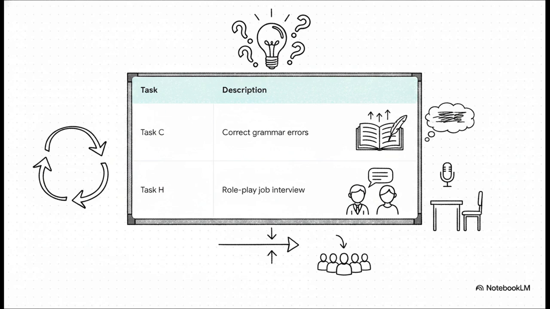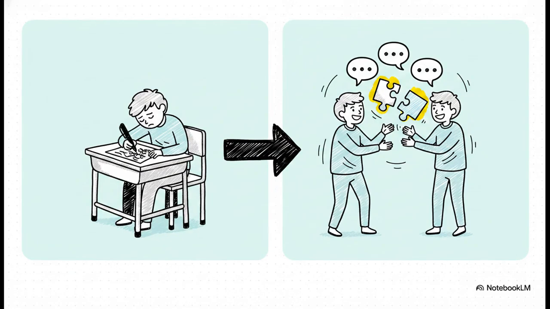You had your traditional stuff, like Task C, which was correcting grammatical errors in a passage. But then you had highly interactive stuff, like Task H, which was literally role-playing a job interview panel. Students had to rank them from most to least popular. And the transformation here is absolutely wild.